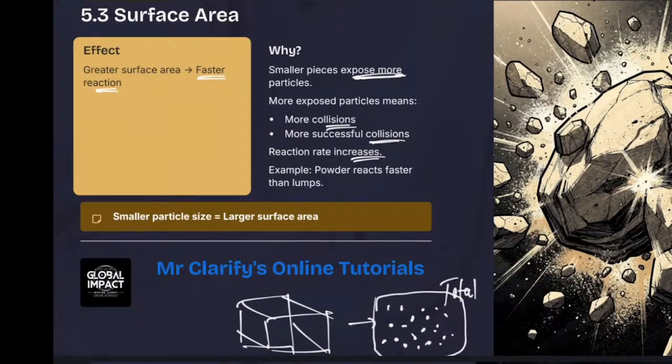So this is important. Exposure. When smaller pieces expose more particles, there will be more collisions, and thus you have more successful collisions and a higher rate. The rate will increase.